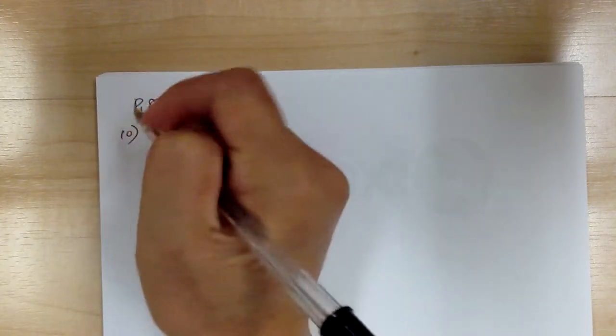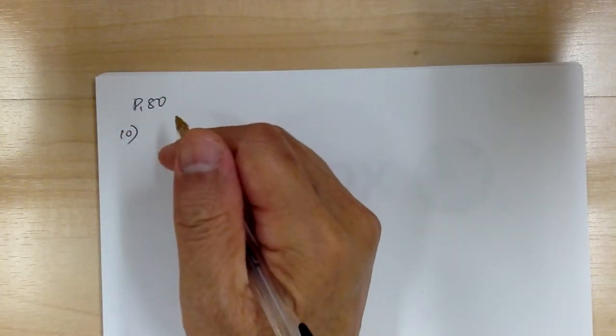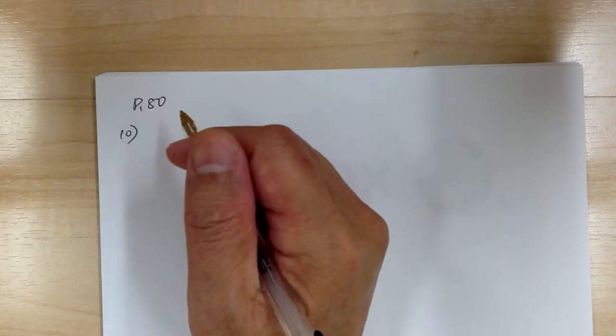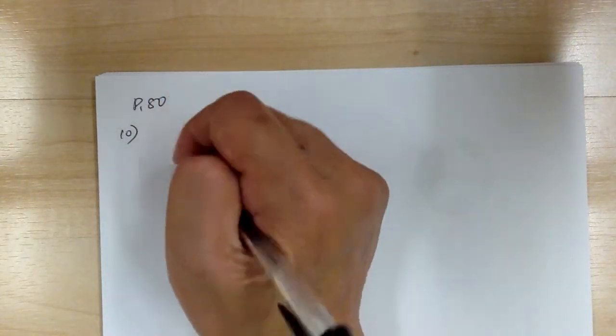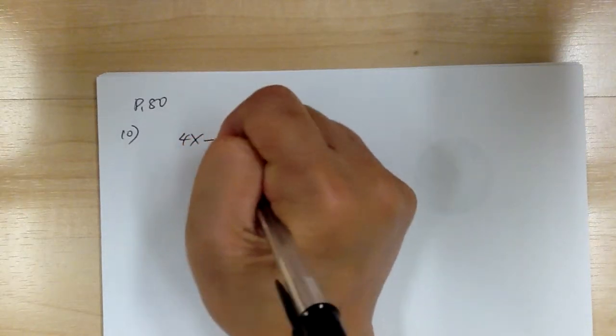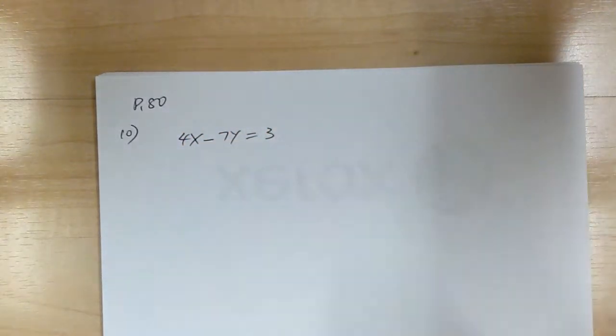Let's go to page 80 and let's do the even ones. Start with number 10. For number 10, we're going to just do the first part. We're just going to do the family of lines. So number 10, you have 4x minus 7y equal to 3.